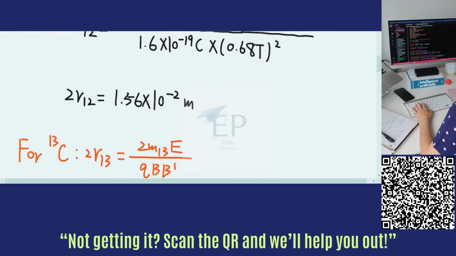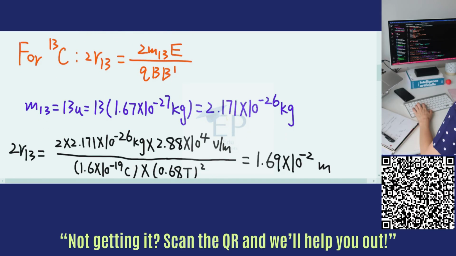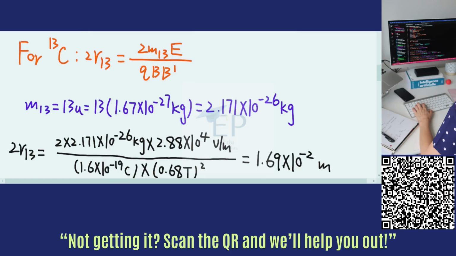So now for carbon-13, we have 2R13 is equal to 2M13E over QBB prime. So the mass for the carbon-13 is 13U, which is equal to 2.171 times 10 to the power of negative 26 kilograms. If we plug in all the values with each variable here, eventually we'll have 2R13 is equal to 1.69 times 10 to the power of negative 2 meter.